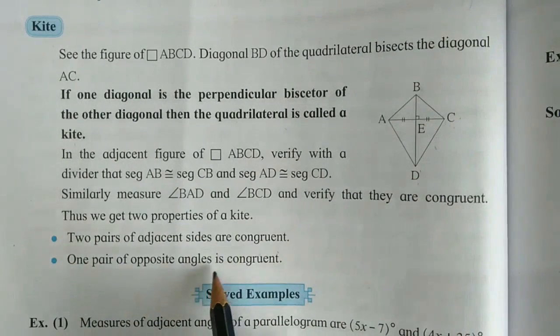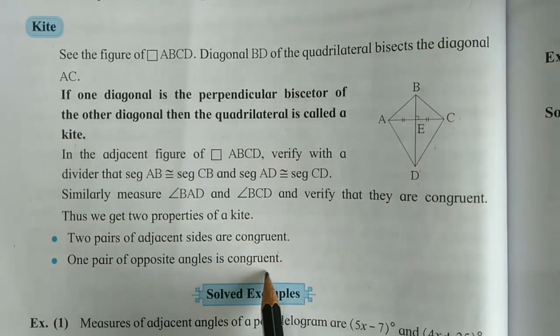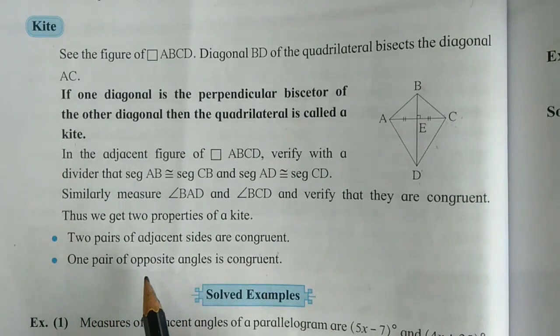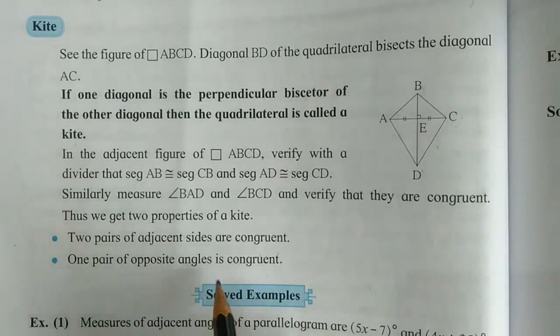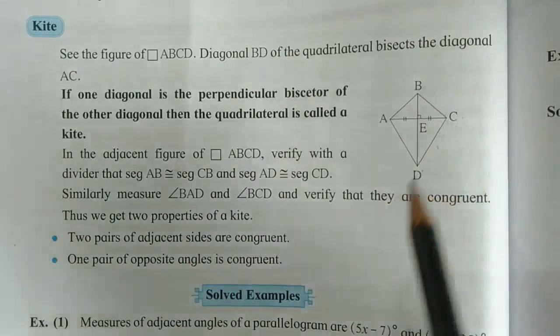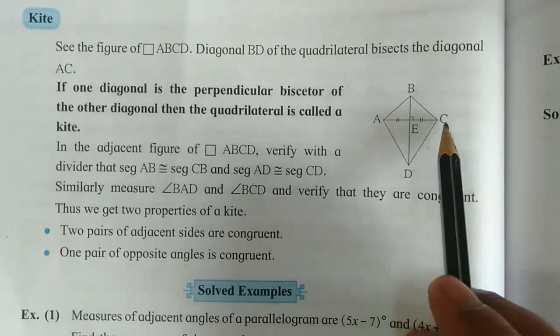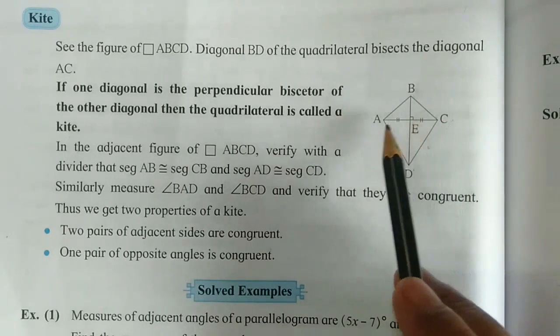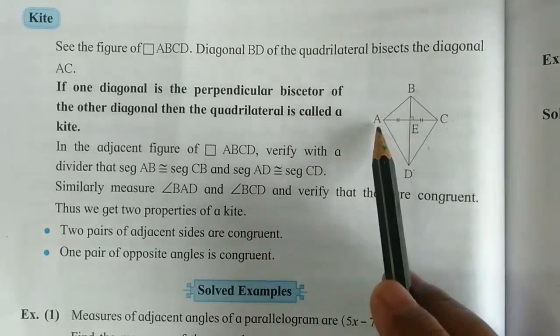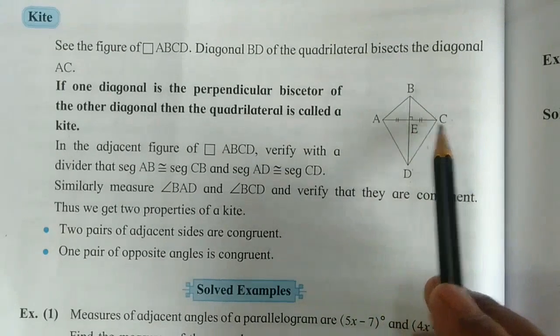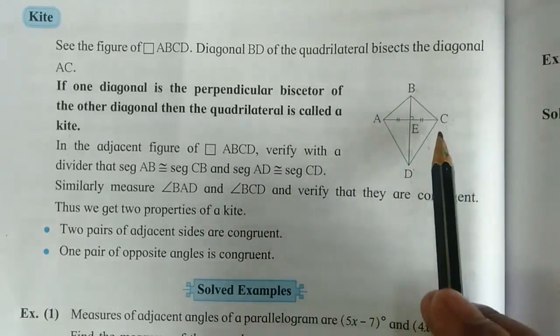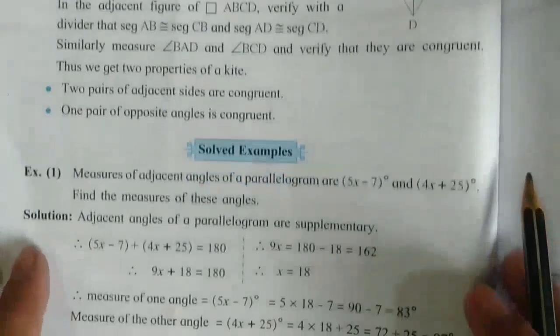One pair of opposite angles is congruent. So out of two opposite pairs, only one pair is congruent. See, the measurement of angle A and measurement of angle C are the same. So angle A and angle C are congruent to each other. Now see the solved example.